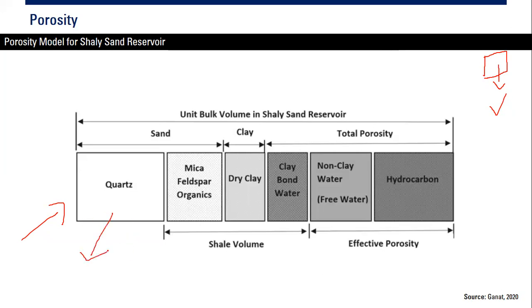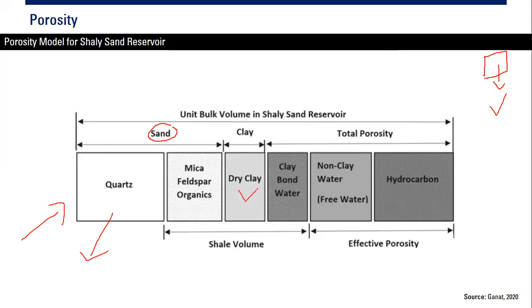First, we have the grain made of quartz, the main mineral, the dominant mineral for sandstone. And then we have mica, feldspar, organics. Quartz and mica, feldspar, organics are sand minerals.